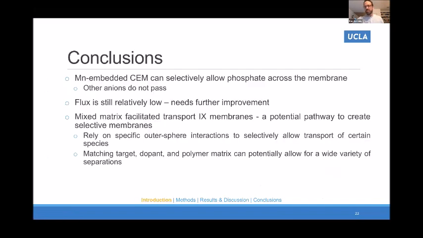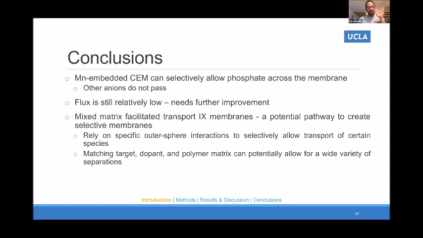So in conclusion, Chris, I'm trying to stay on track, and we're almost there. In conclusion, we've demonstrated that manganese-embedded cation exchange membranes can selectively allow phosphate across the membrane. Other anions do not pass. We haven't found any significant competition from the various anions in the system. The fluxes are still relatively low. We do need to improve that pretty dramatically, but we do have some ideas of how to do that.